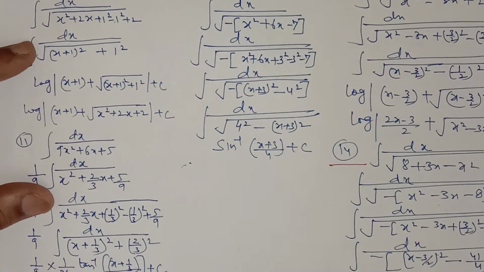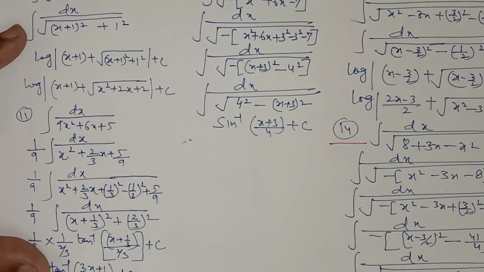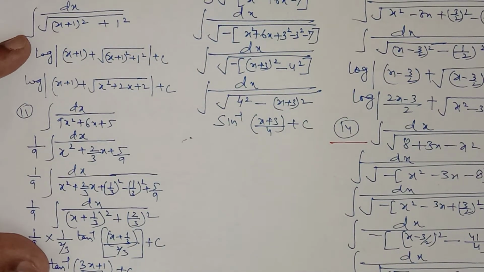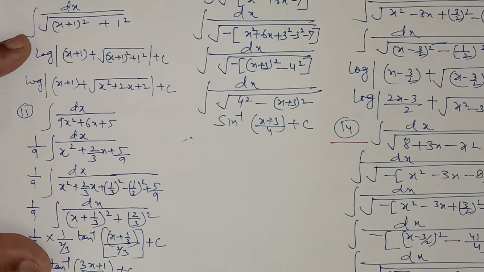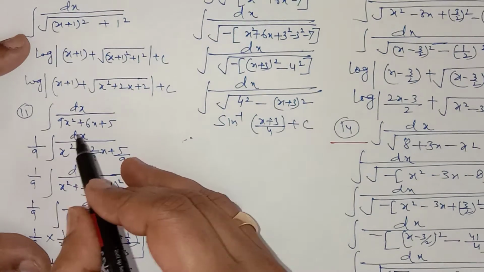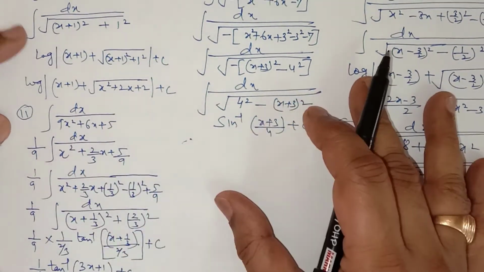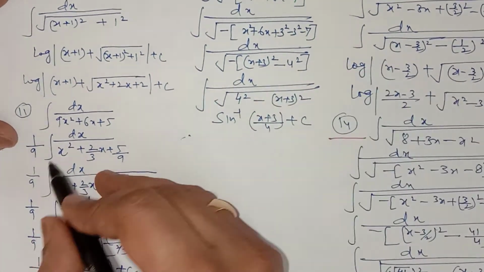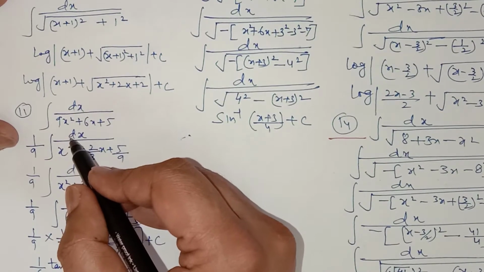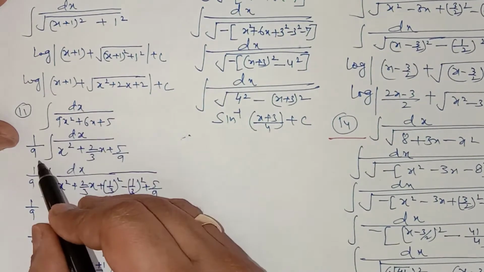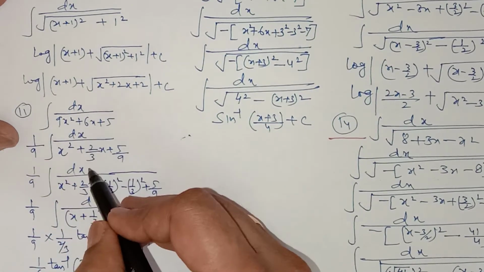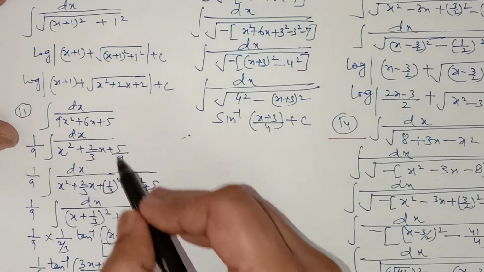This is also an integration by making the perfect square. See the denominator very carefully. Without the square root, we have a quadratic polynomial, and we have to make it a perfect square. So how do we do that? As I told you in the last lecture, you have to make the coefficient of x square as 1, by taking 9 common. So it will become x square plus 6 upon 9, which is 2 upon 3, x plus 5 upon 9.